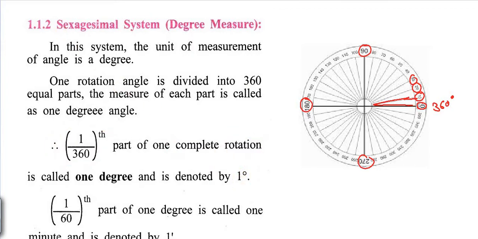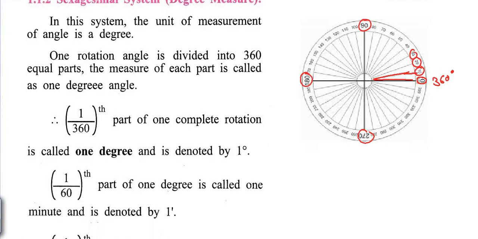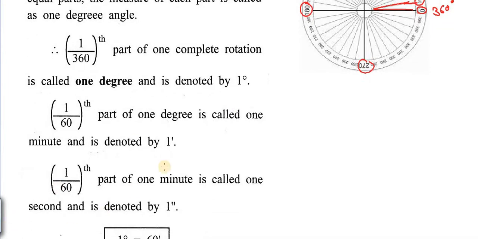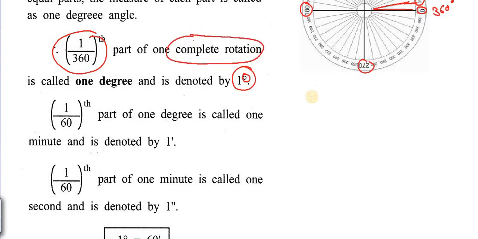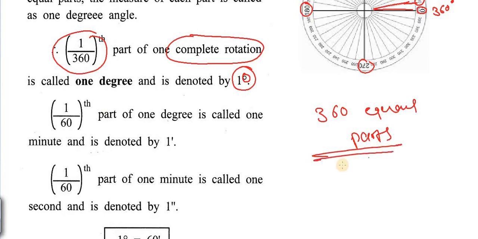So 1 degree is denoted by giving an overhead o like this. Remember, this is an overhead o and not 0. So this is the definition of 1 degree. What is 1 degree? 1 degree is 1 upon 360th part of a complete rotation, that is a circle. Divide a circle into 360 equal parts, then one part is equal to 1 degree.